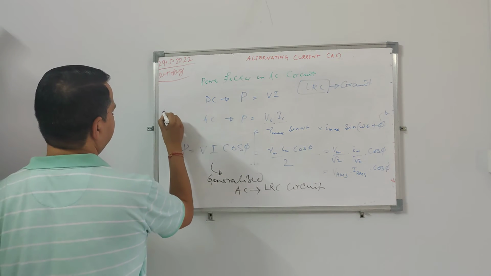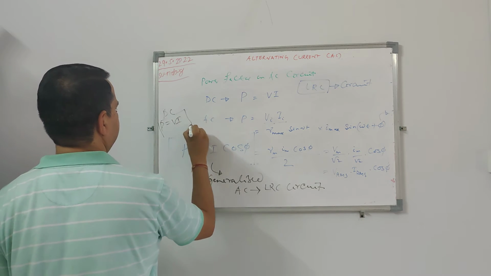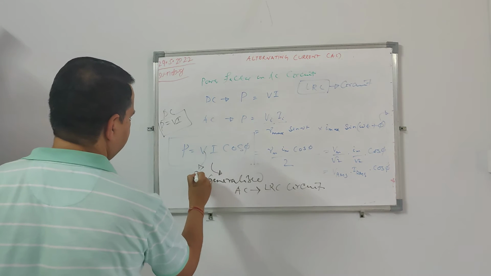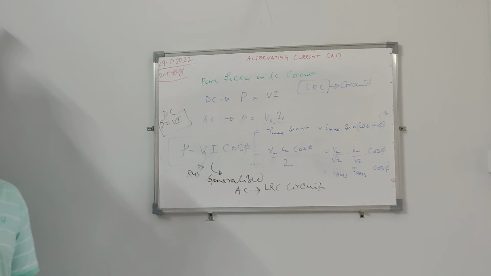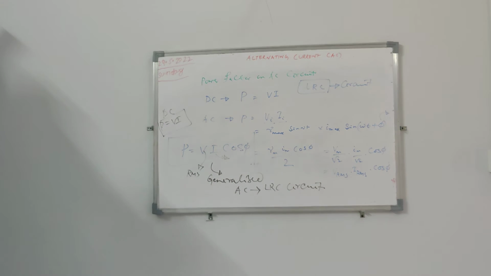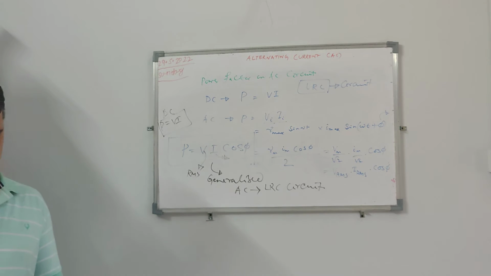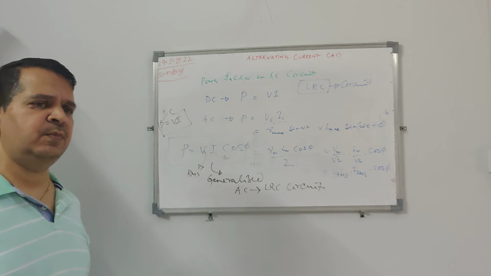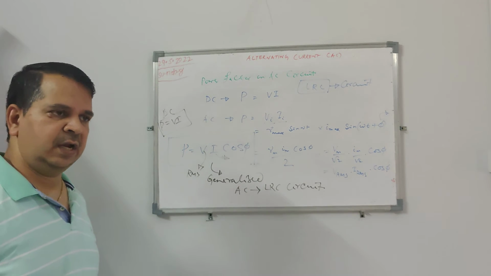Here V and I are RMS values. My household voltage is 220, and that is RMS; the peak is higher. I is also RMS. You should always use RMS only because that is the effective voltage or effective current. If they ask for peak, they will ask separately. We are always supposed to consider RMS. Suppose somebody asks what is the power consumed in your household, 220 is RMS.